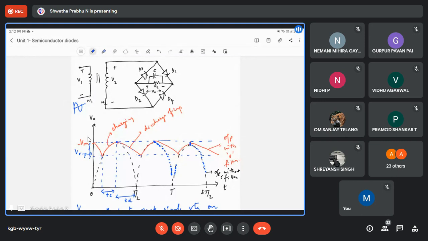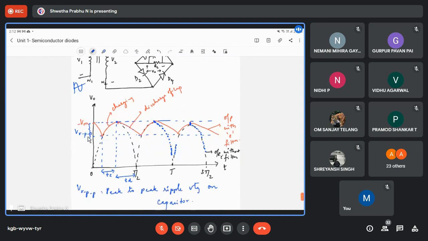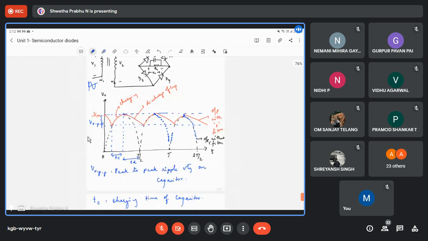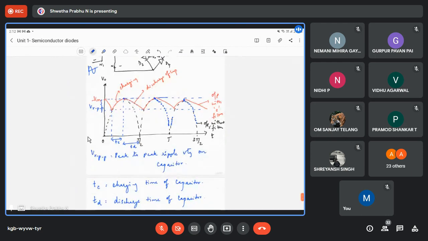So the discharging of the capacitor continues until diodes D3 and D4 start conducting again in the next cycle and charge the capacitor. Here VR peak to peak represents the peak to peak ripple voltage on the capacitor. Vm represents the peak amplitude of the output voltage waveform. Tc represents the charging time of the capacitor. Td represents the discharge time of the capacitor.